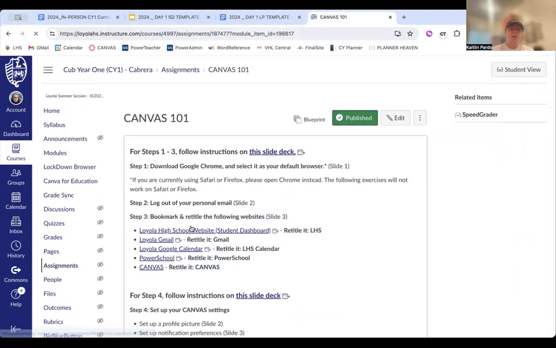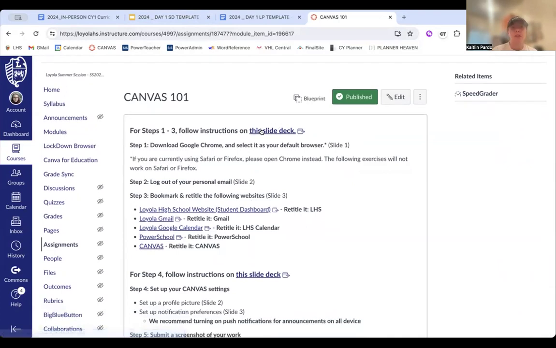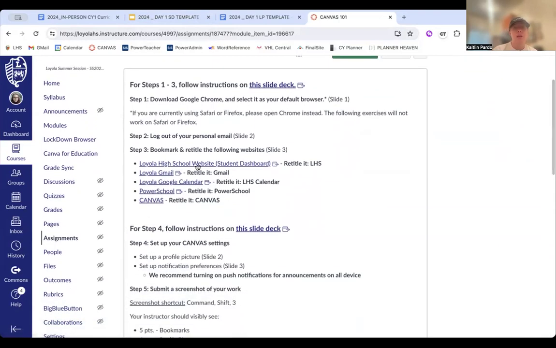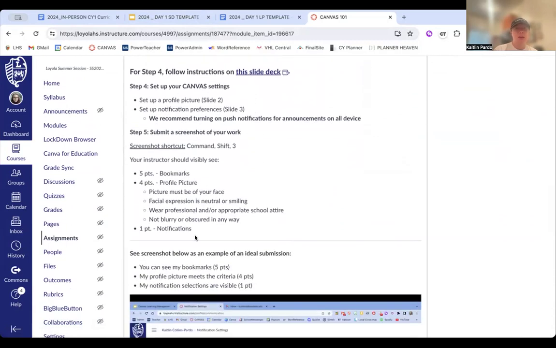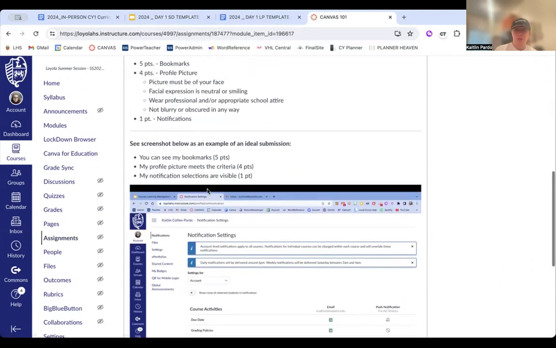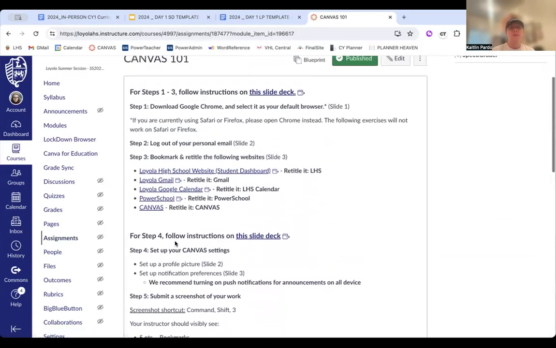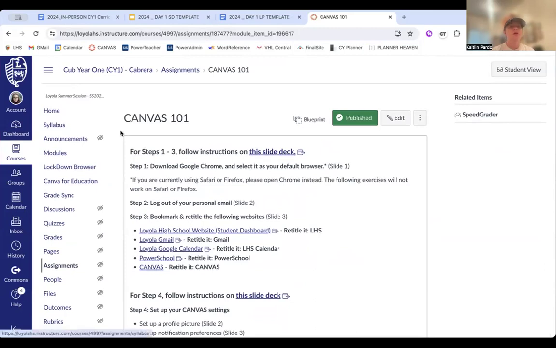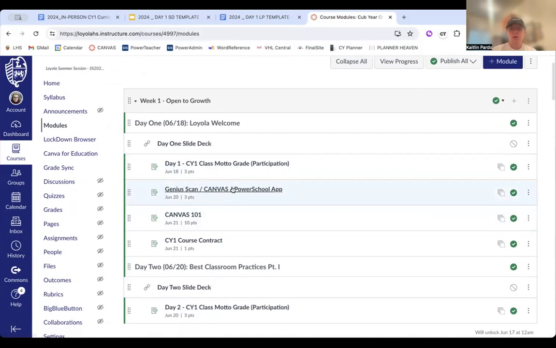If I was them, I would also want to go over what Canvas 101 looks like. You're following the instructions linked, doing a lot of bookmarking, and then following the instructions here linked, doing a lot of bookmarking. And here is a screenshot below for full credit. We want them to change their avatar or profile picture. It needs to be of their face. Nothing else.